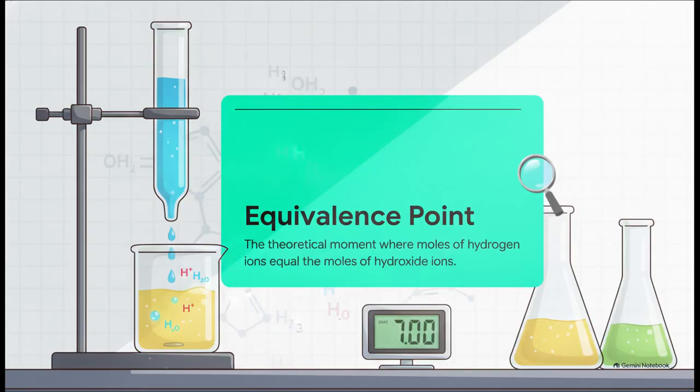And our ultimate goal in this invisible war? It's reaching a perfect truce. We call this the equivalence point. This is the exact theoretical moment where the moles of hydrogen ions perfectly equal the moles of hydroxide ions. They're totally balanced. There's zero excess acid, zero excess base. Now, if we know exactly how much of a known substance it takes to hit this perfect point, we can mathematically calculate the concentration of our unknown. But here's the catch. Since this point is completely theoretical and totally invisible, how do we actually see it happen in the real world? Well, let's move to Act 2 and set the stage in the lab.